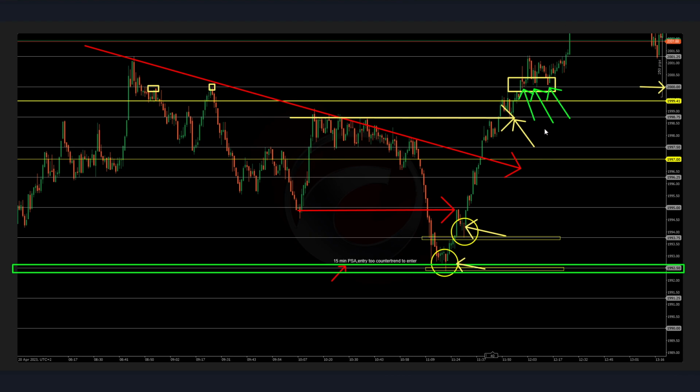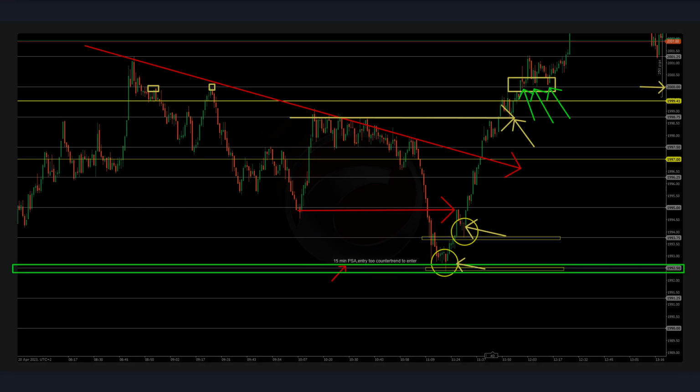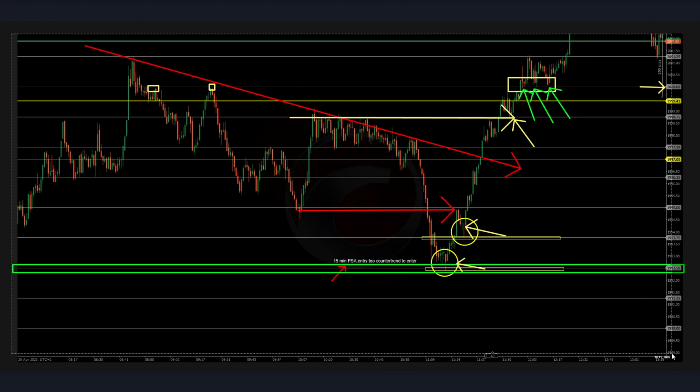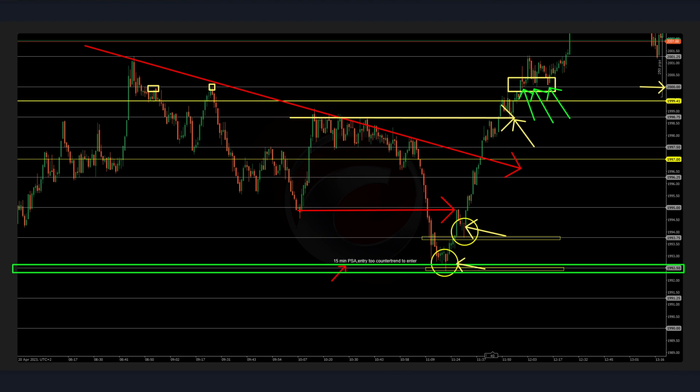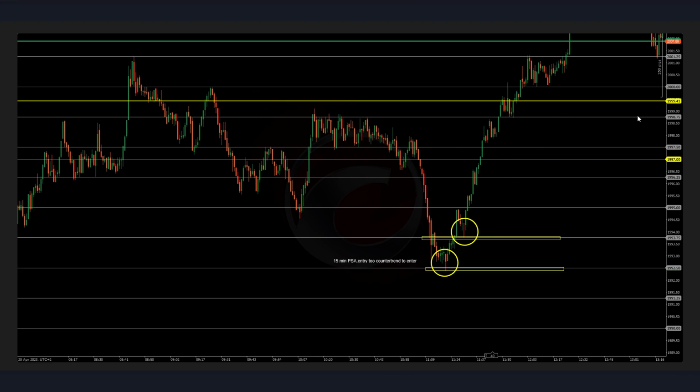Now, it makes sense based on the price action. It's less aggressive, more repeatable, and yeah, I would say overall it's a better trade idea than the previous one.